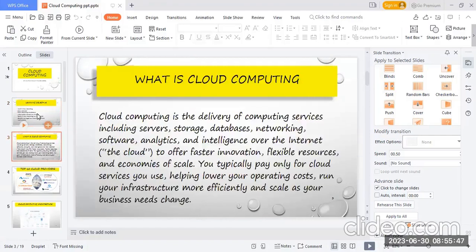So first of all, see what is the definition of cloud computing. Basically, whichever storage, database, networking, server, software, some intelligence that we are going to access over the internet for offering faster innovation, and with that it is providing us flexible resources and economies of scale. So that is basically called cloud computing.